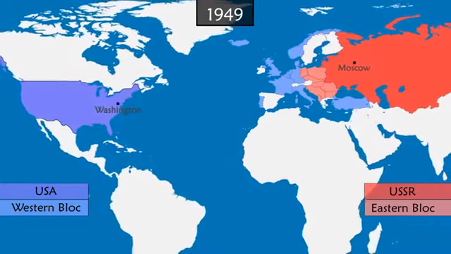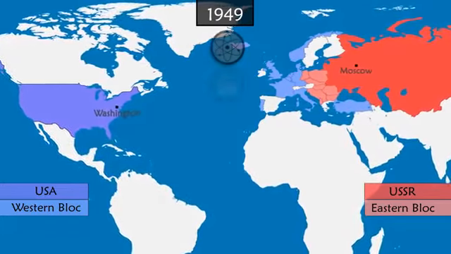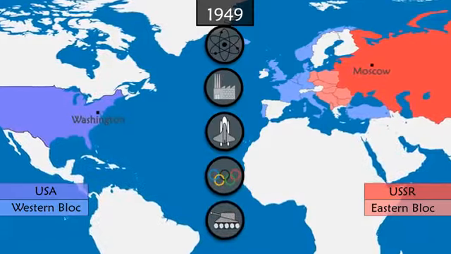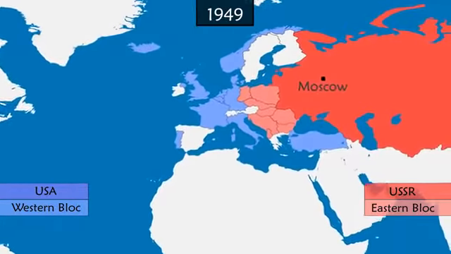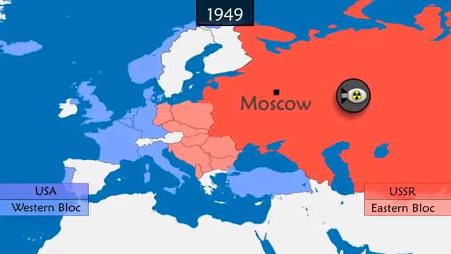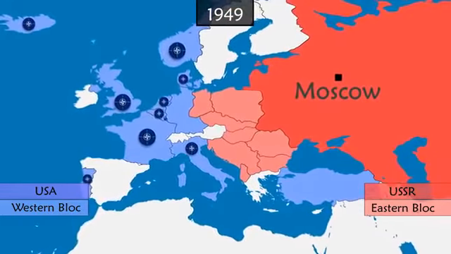Beyond ideology and clout, the two powers battle for influence in the fields of science, industry, space, sports and military. The Soviet Union invests heavily in industry and arms, and in 1949 tests its first atomic bomb. The same year, the United States sets up NATO, a military alliance between countries of the Western Bloc.